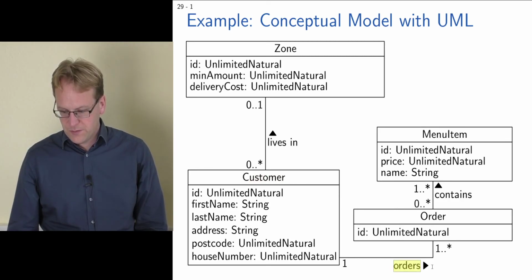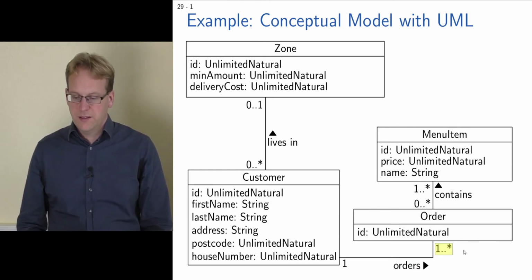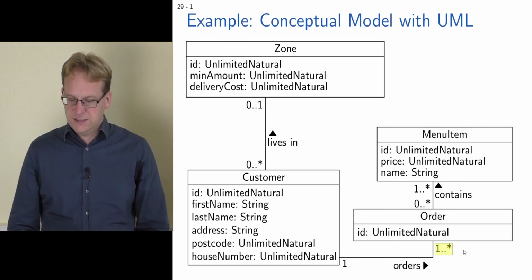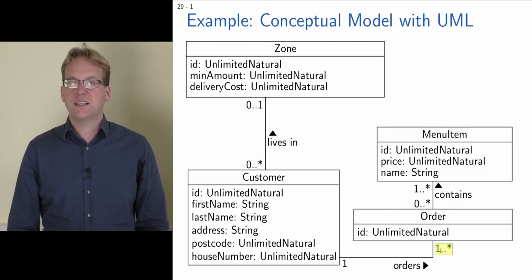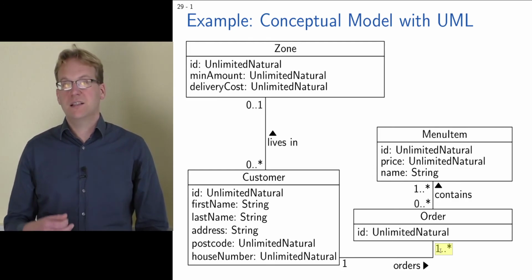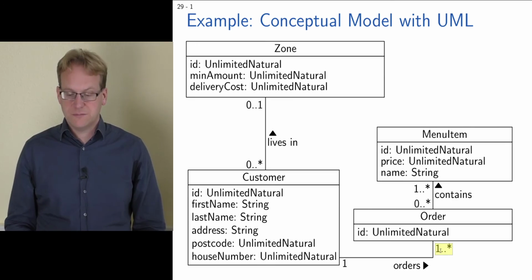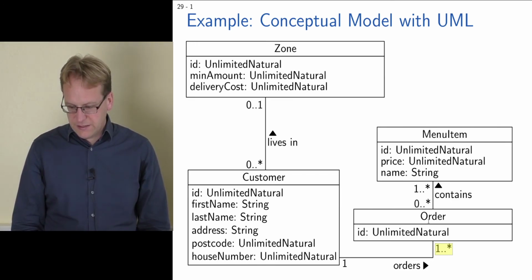orders between 1 and infinitely many orders. Well, of course, a customer needs to make at least 1 order, otherwise the customer is not a customer. But a customer can make arbitrarily many orders. We can read it again in the reverse direction.